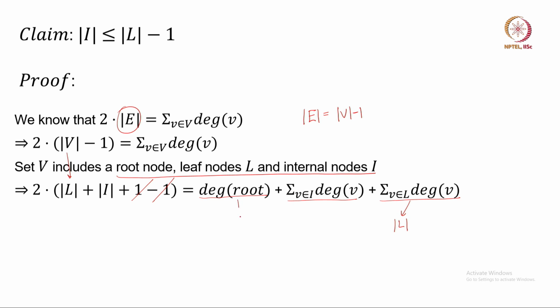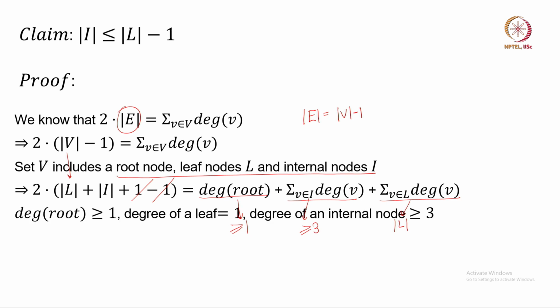What about the degree of the root node? Well, the degree of the root node must be at least 1, because it has at least one child, and internal nodes have one parent node and at least two children. So, for each internal node the degree is going to be at least 3. To state that formally, the degree of the root node is at least 1, the degree of a leaf node is equal to 1 and the degree of an internal node is at least 3.